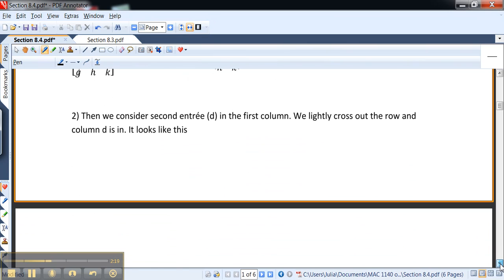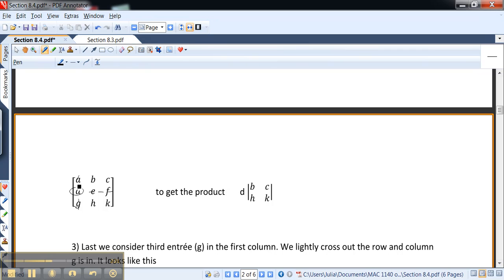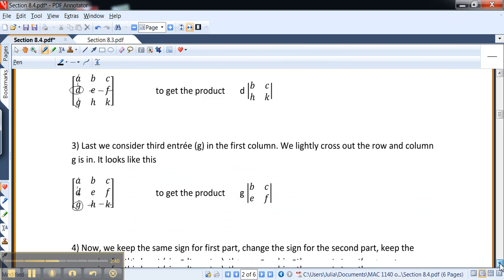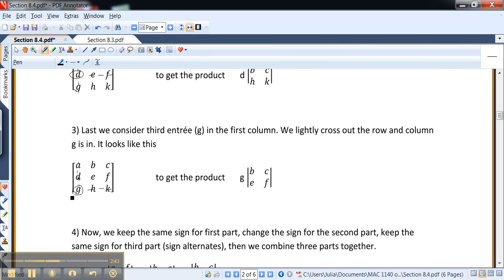For the second part, we have the second entry D, same process. We lightly cross out the row and the column it's in. Notice how we have B, C, H, K left over, and that gives us the new determinant. So it would be D times the determinant of that 2 by 2 matrix. Then we have the third part, where we have G, and we repeat the process to get this 2 by 2 matrix right here. So we have the third part.